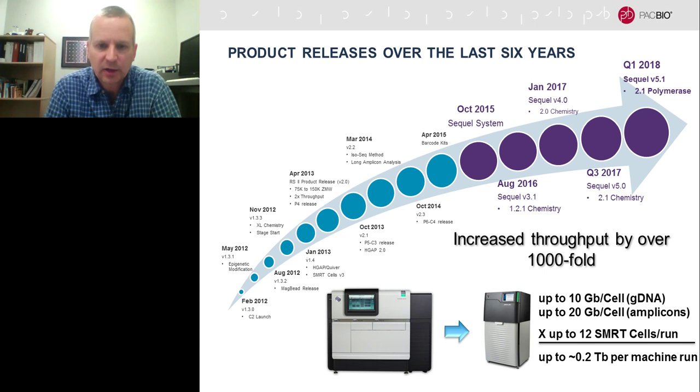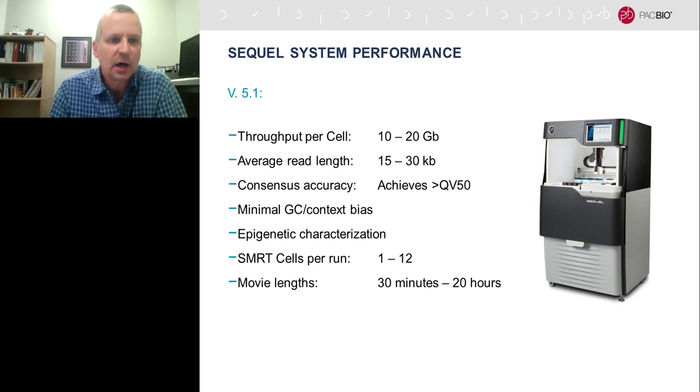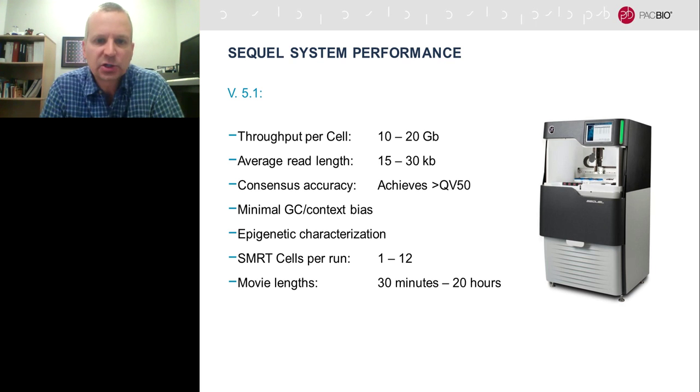At the very end, I'll give an outlook showing that we're not done by any means and will increase the throughput even more. All of this is done on the foundation that we've always had of performance parameters that lend themselves to unique opportunities in the application areas, and I'll just focus today on microbiology and immunology. The average read length now is between 15 and 30 kilobases.